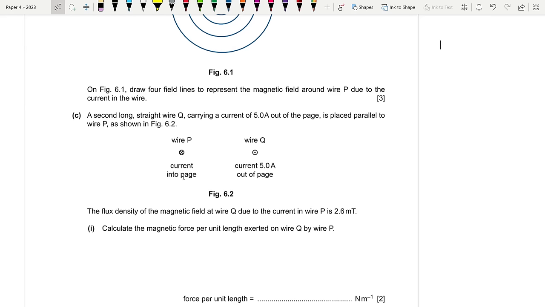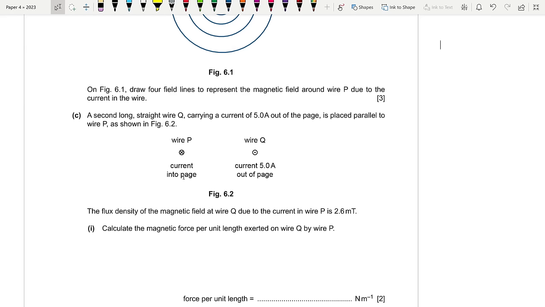So the thing that you need to understand here is that, it's kind of interesting, I was just teaching this to my students the other day, the same topic. Mainly wire Q will feel a force due to the field of wire P, and wire P will feel a force due to the field of wire Q. That's the main concept. One wire feels a force due to the other wire, like Newton's third law. They follow Newton's third law.